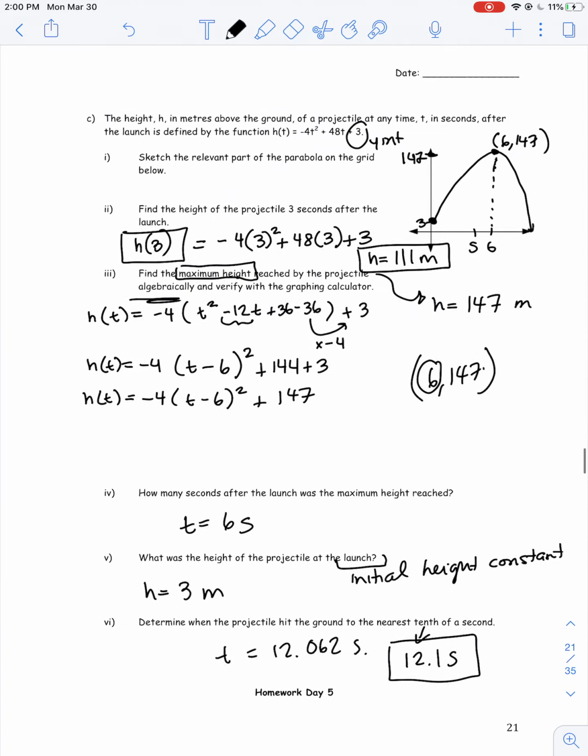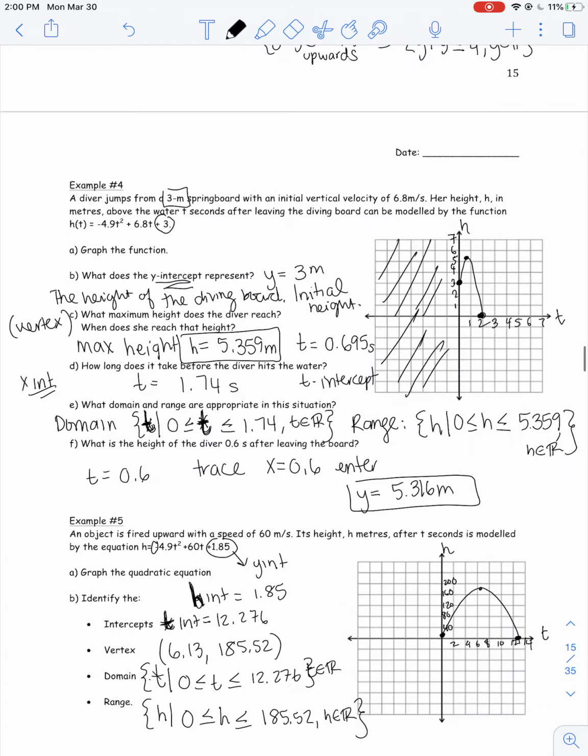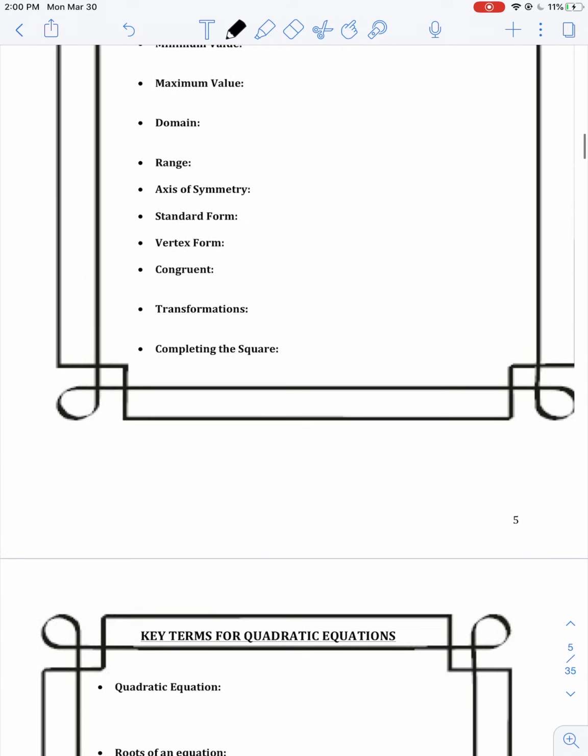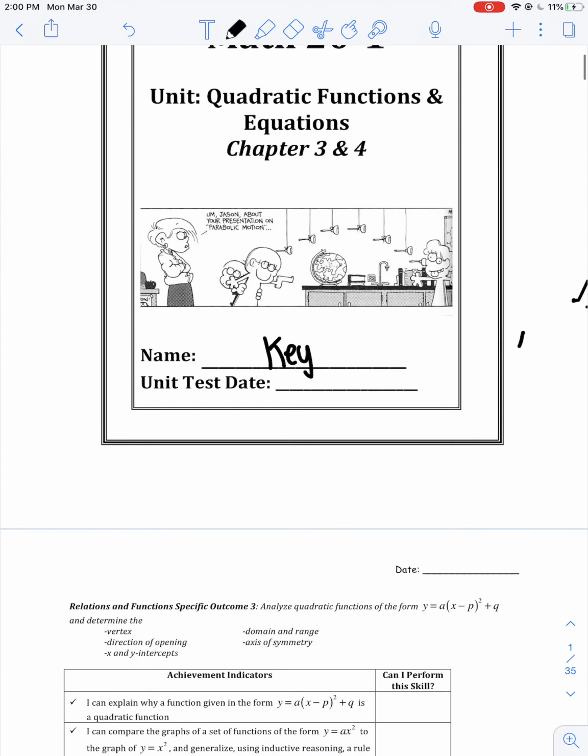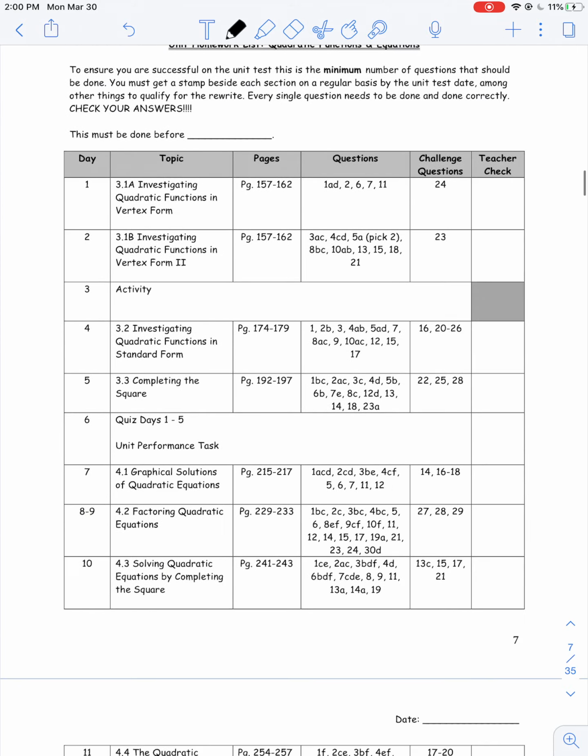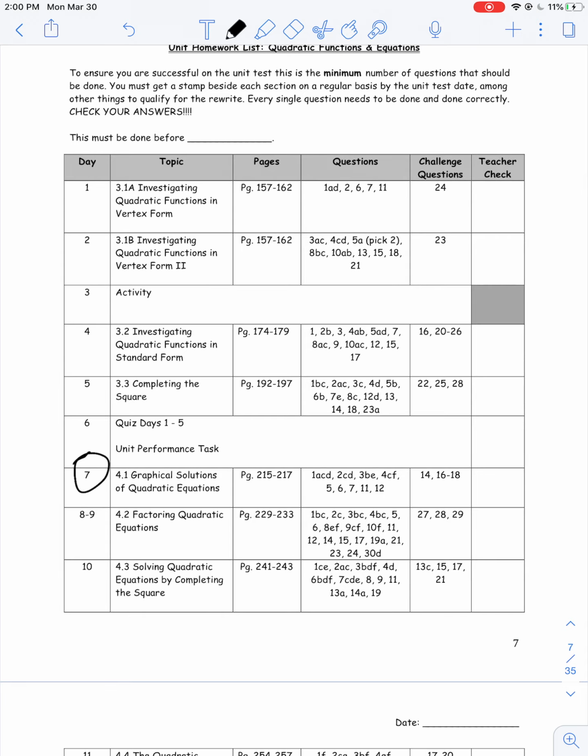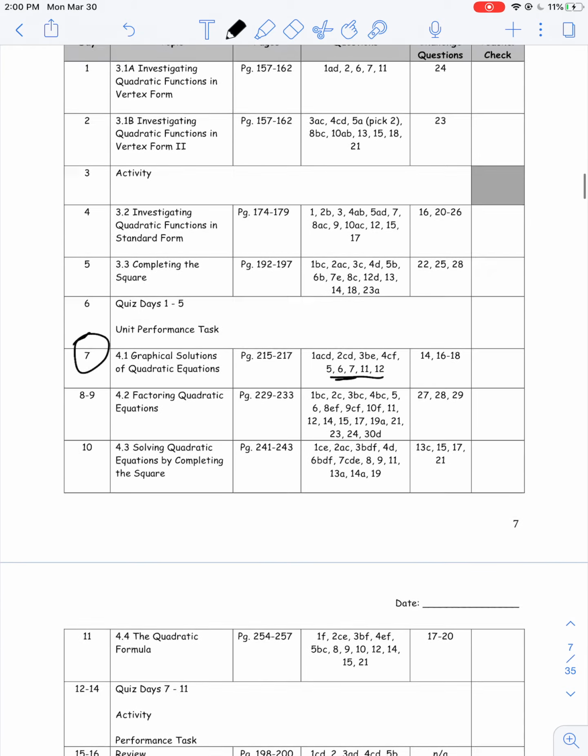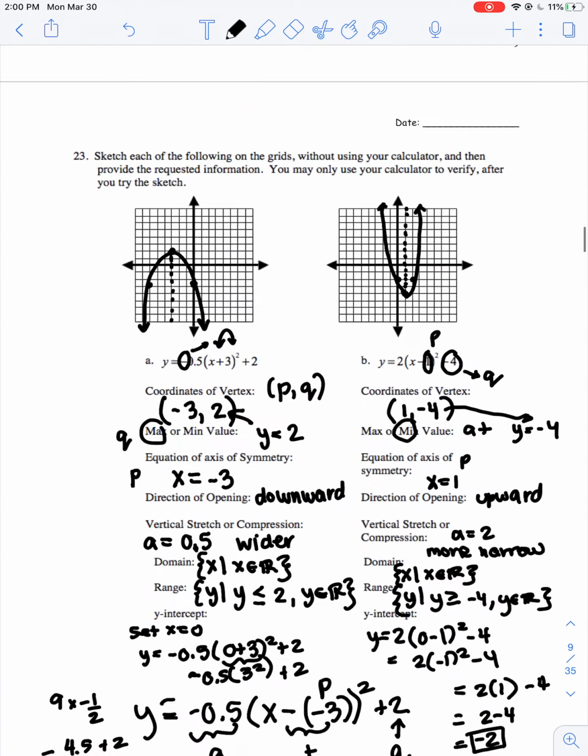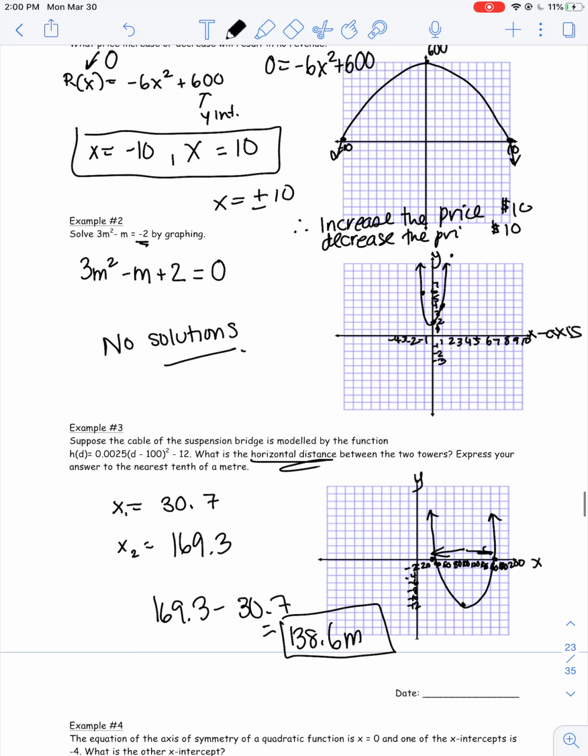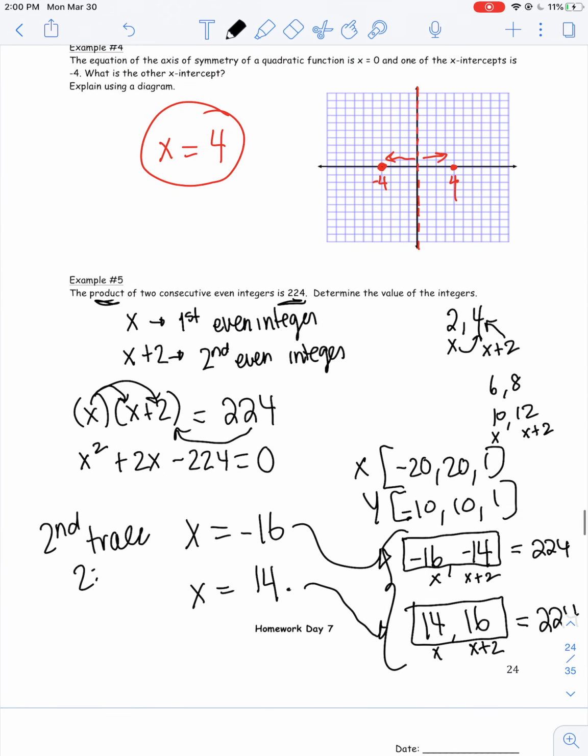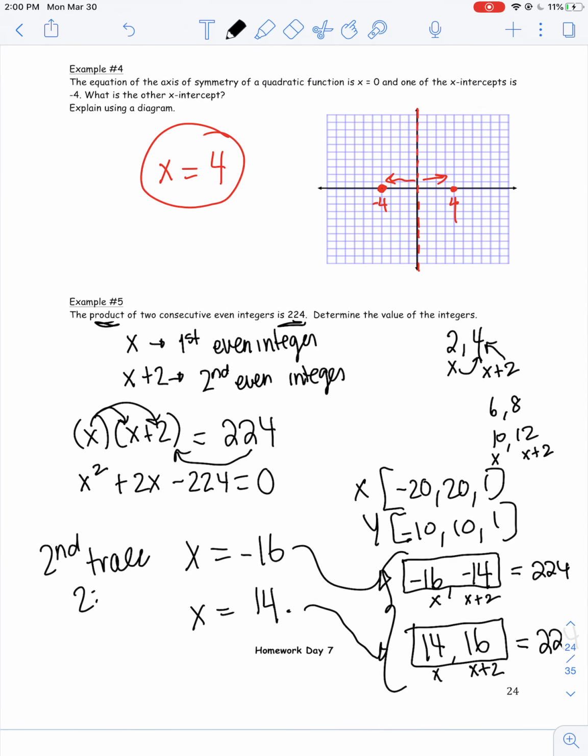Okay, so that would be your lesson 4.1. So what you want to do is make sure that you try your day 7 homework. So I'm just going to scroll up just to show you. Day 7 homework. So that would be this homework right here. Try some questions just to feel confident with how to graph it in your calculator. So make sure that you guys practice these.